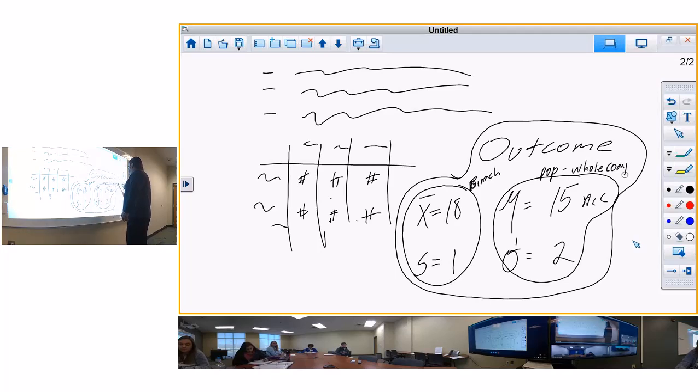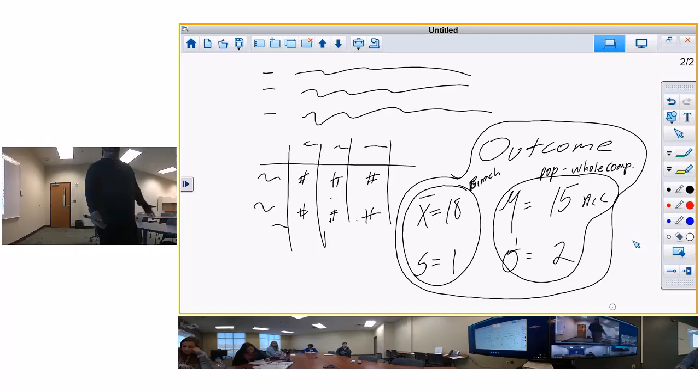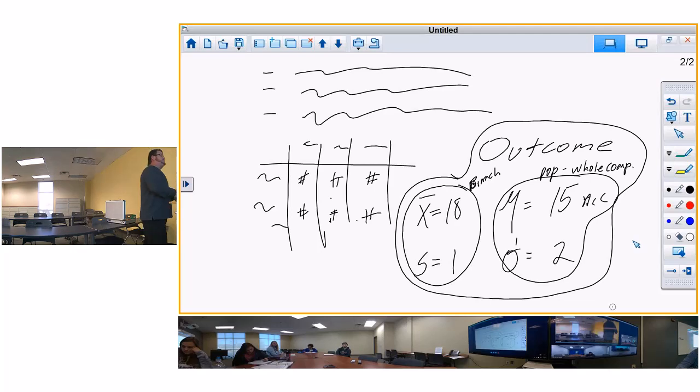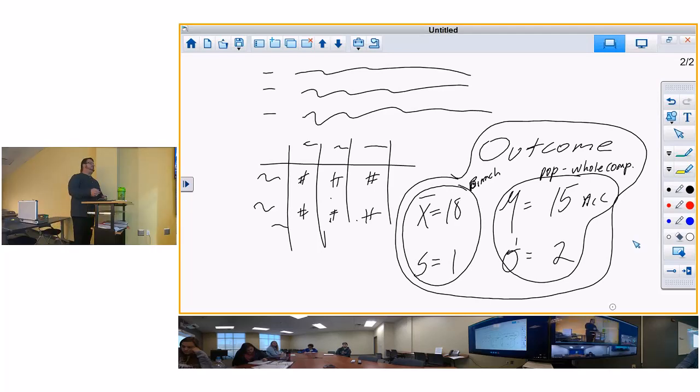Everybody understand that? So when you see mu in the book, you know that's with the population. When you see S, or X, you know that's the sample. And that's the only thing you need to know. That's the difference between the two. If you see a Greek letter, that has to deal with the population. If you see a regular letter of the alphabet, you know it has to do with the sample, which means the small portion.